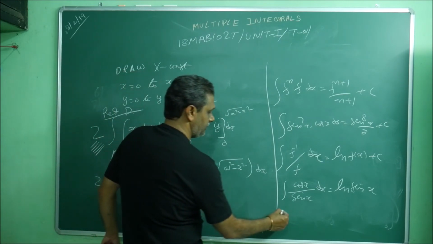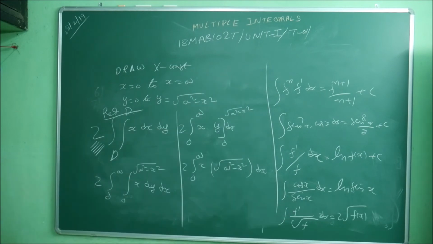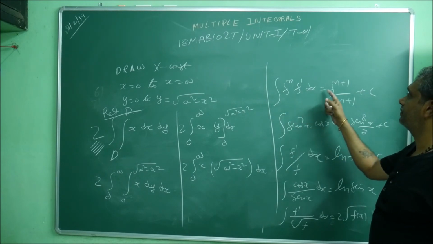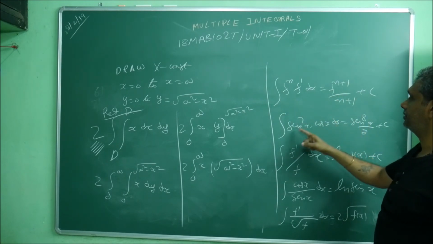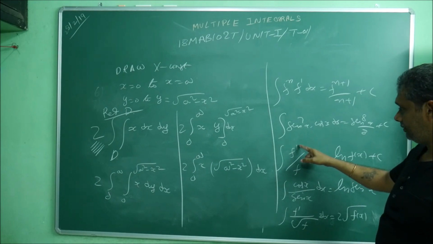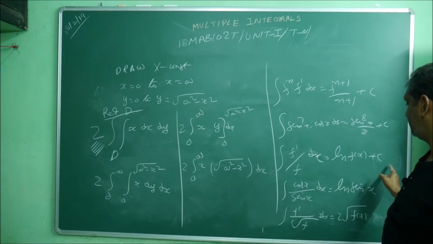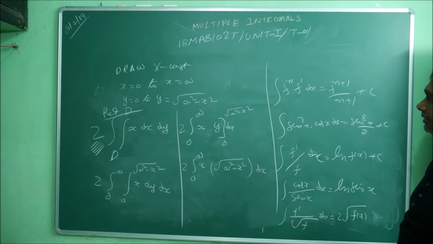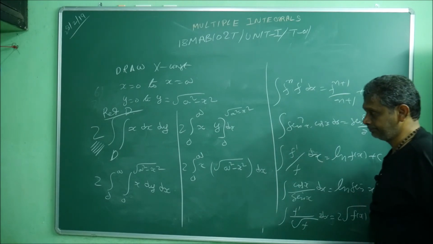Similarly, another one is there. Remember these three formulas, very important. Function power n and its derivative means function power n plus 1 by n plus 1, like sin power 7 cos x dx. Then function derivative in numerator is log of f of x. Then function dash derivative and its function in denominator under root means you can write 2 root f of x. This is very important.